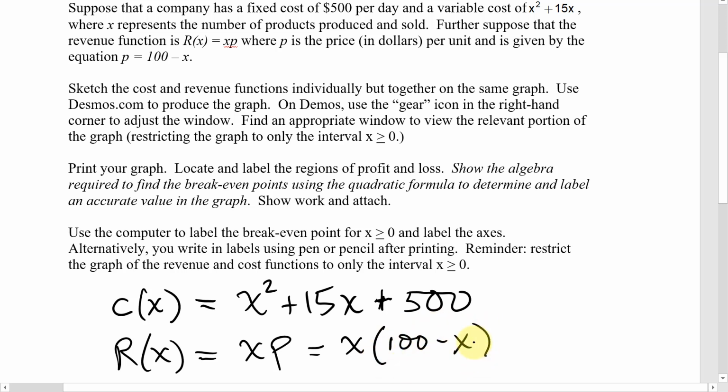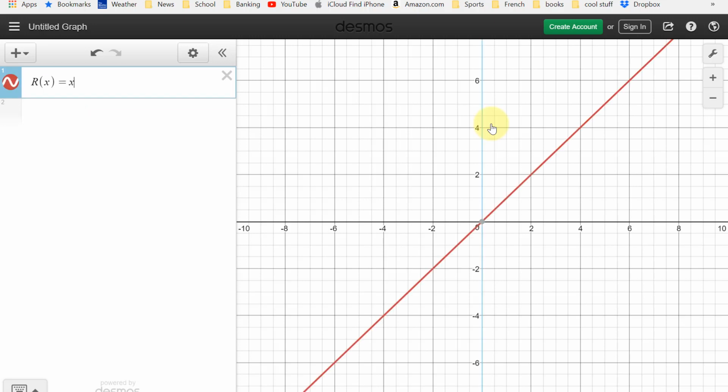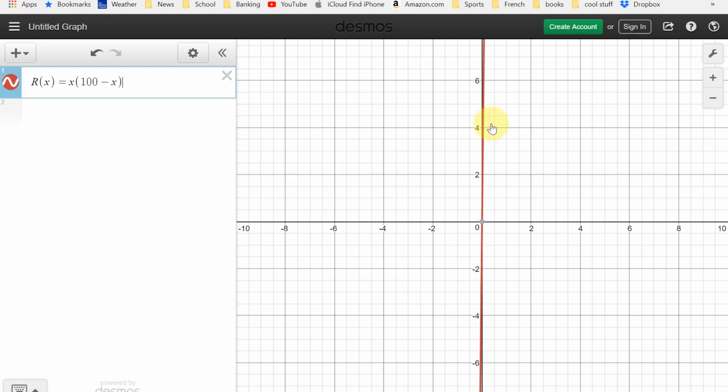Okay, so this is the revenue function, and the purpose here was, first thing, to graph each of these functions individually and together on one graph. So let's go to Desmos and take a look at what I mean by that. Okay, so the two functions that I had were the revenue, which was x times 100 minus x. You could multiply it out, 100x minus x squared, or just leave it factored like that. It doesn't matter. It's going to produce the same graph.